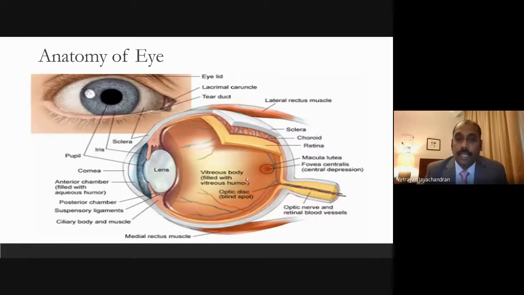And we already know we have six muscles surrounding the eyes, which are responsible for the eye movements. We have the lateral rectus and medial rectus muscles, and also the superior and inferior oblique muscles. So this is the anatomy of the eye.